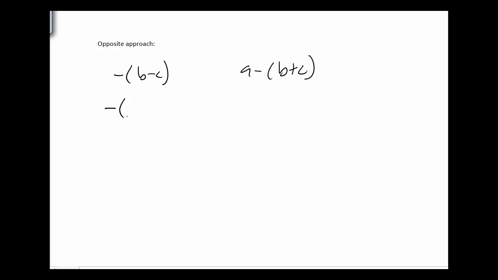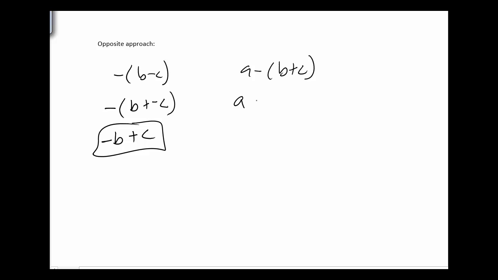So using this add the opposite approach, I would translate that to be b plus a negative c. And then I want the opposite of each of those. So the opposite of b is negative b, plus, and the opposite of a negative c is a positive c. Okay, and so that's what our little expression would simplify down to.